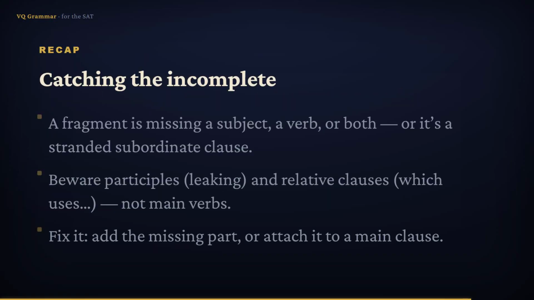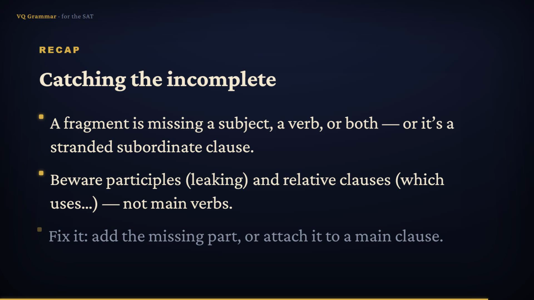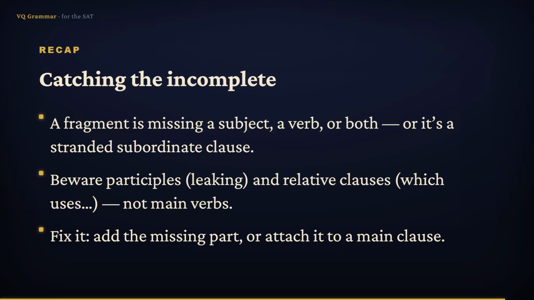Let's bring it together. A sentence fragment is missing a subject, a verb, or both. Or it's a subordinate clause left to stand alone. Watch the traps. A participle, like leaking, and a relative clause, like which uses, can look like verbs, but they're not main verbs. To fix a fragment, either add the missing part or attach it to a main clause. Then check that it has a subject, a verb, and a complete thought.